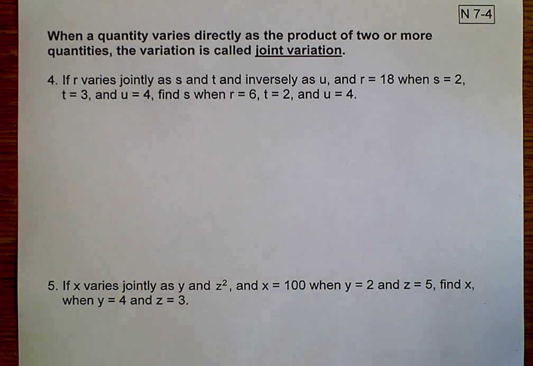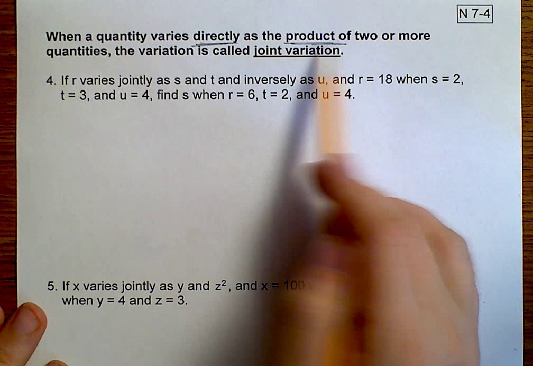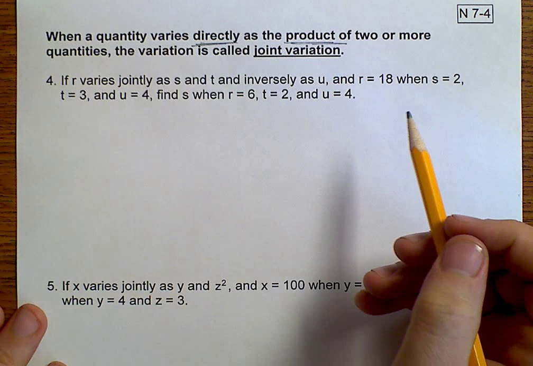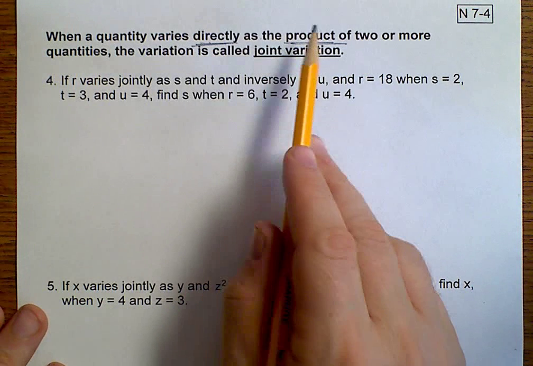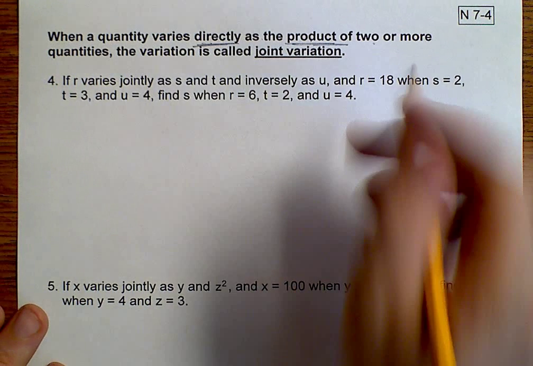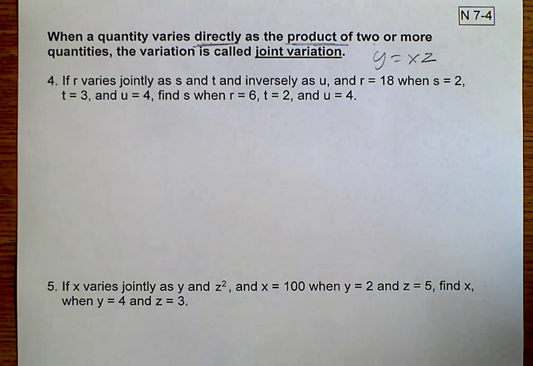This is what's new for Algebra 2. We're talking about joint variation. Joint variation is when we vary directly as the product of two or more. That means that y equals x times z, or something of that form. And that is joint variation.